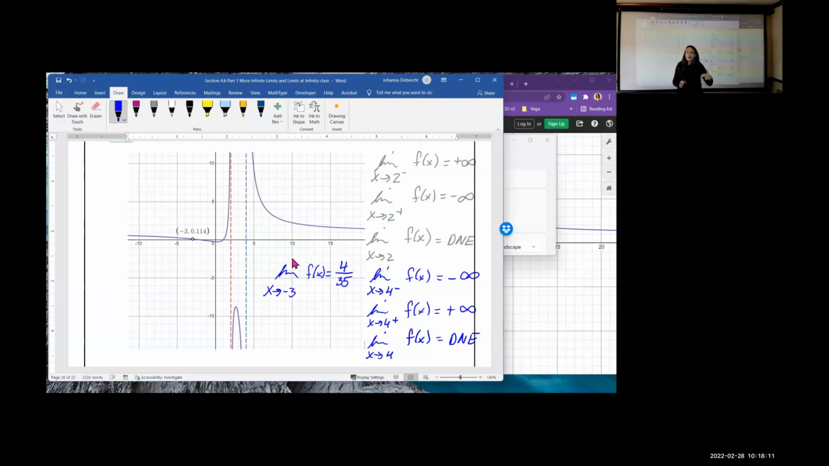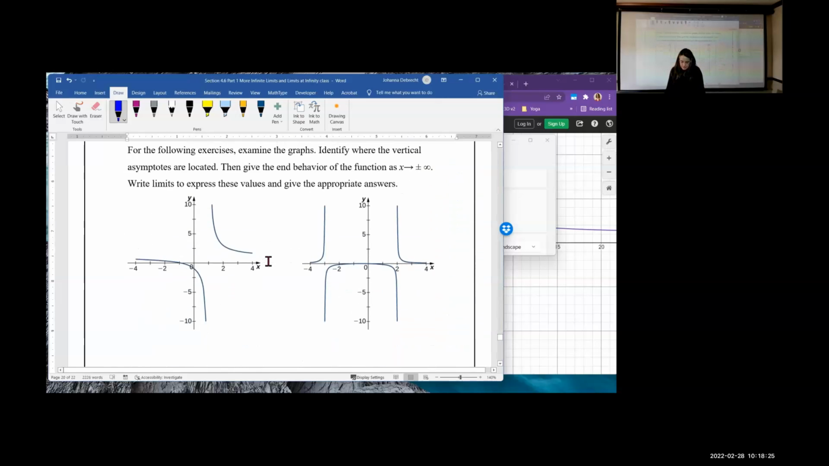Remember, the limit is what is predicted to happen, not what actually happens. The limit doesn't actually care about what really happens. It's what it looks like is going to happen. That's the limit. Okay.